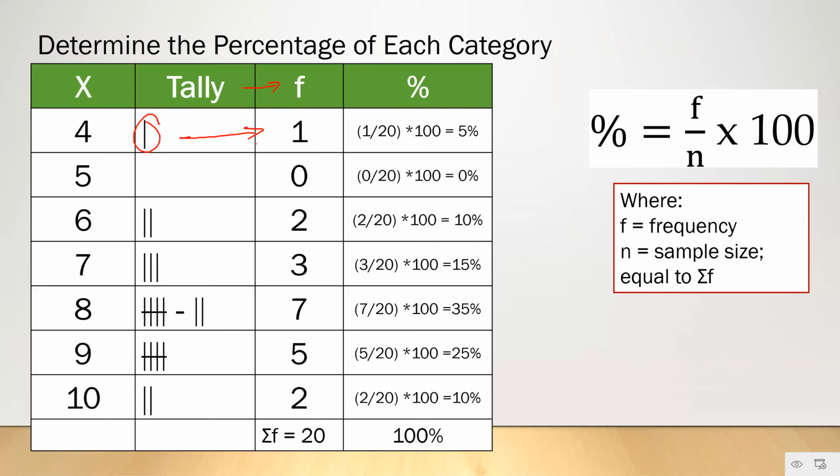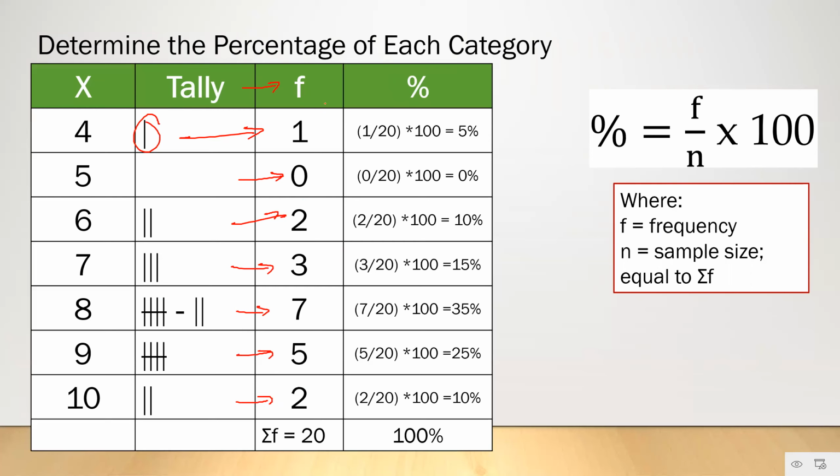So in this case, 4 appeared once in the given. And for number 5, not a single student got a score of 5. So that's 0. 6, there are 2 students. Okay. 7 was observed thrice. 8 was observed 7 times. 9 was observed 5 times. 10 was observed 2 times. So these are the frequencies of the different scores in the distribution.